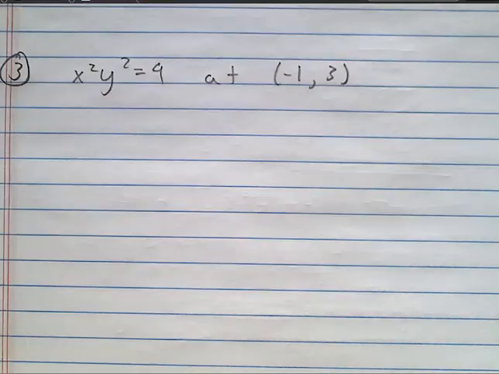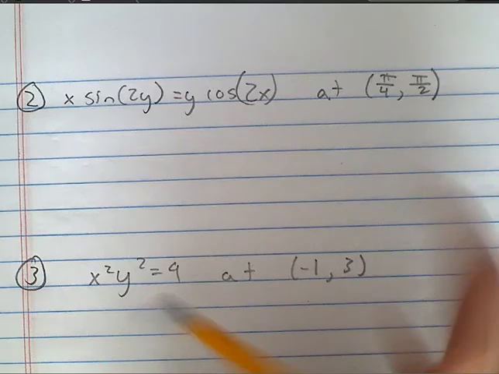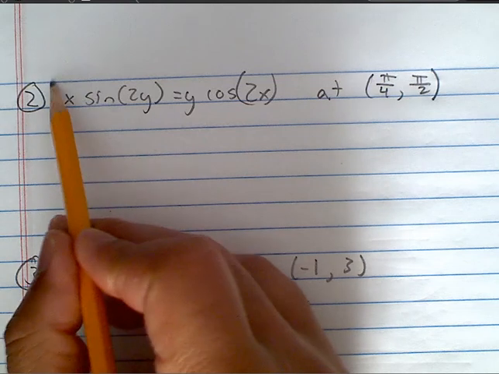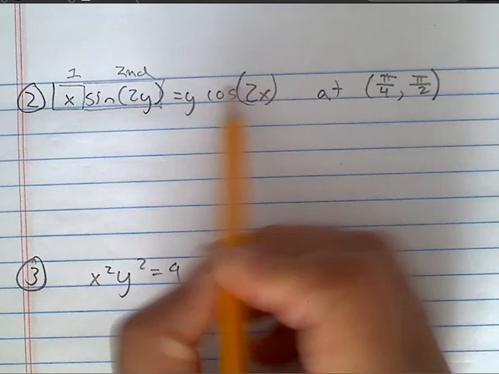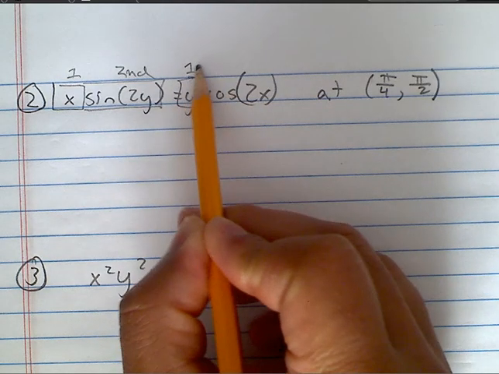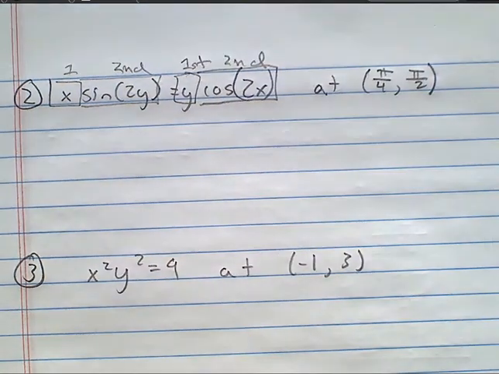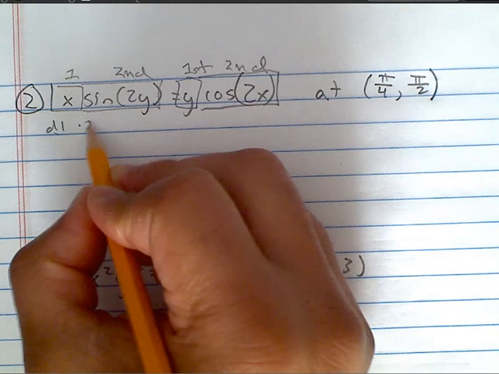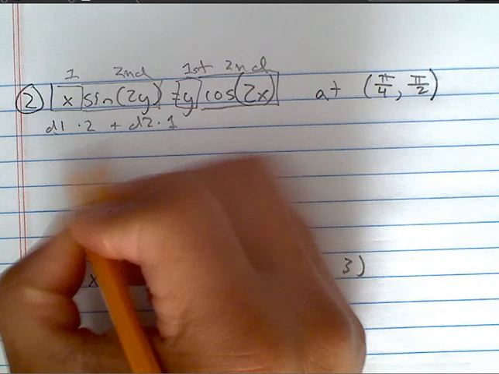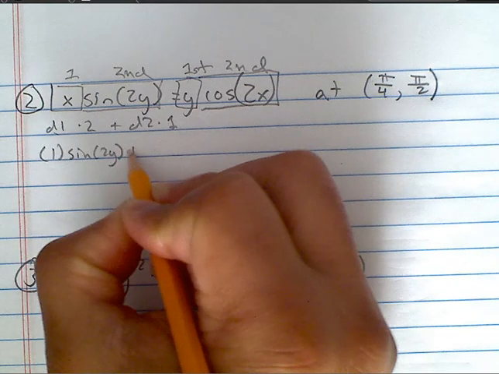Alright, so number 2, I'm going to have to erase number 3, but number 2, you've got your first, and you've got your second. So you have two product rules, okay? So here we go. Derivative of the first times the second plus derivative of the second times the first. Derivative of the first is 1 times the second, sine 2y, plus derivative of the second.